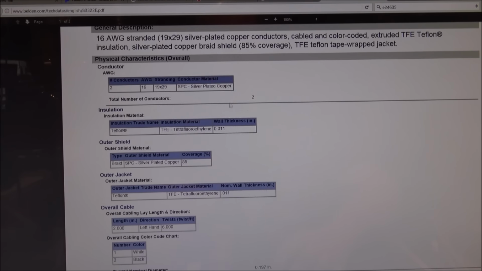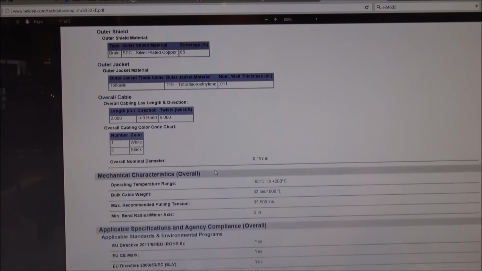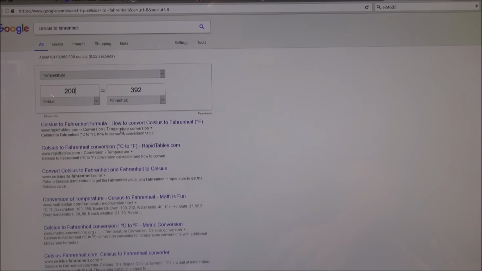When we go down here, we start looking at our specifications. Operating temperature range: negative 65 degrees C to 200 plus Celsius. Celsius to Fahrenheit conversion once again: 200 Celsius on the input, even though it says 200 plus, is 392 degrees.